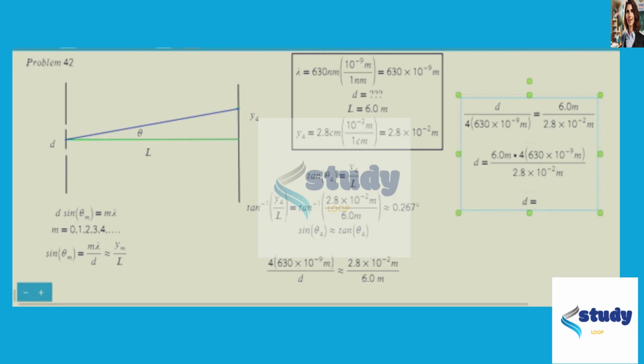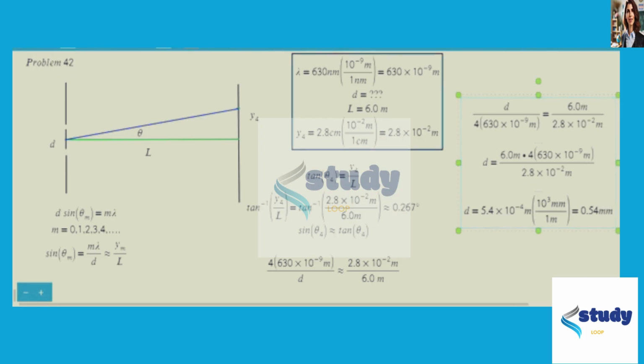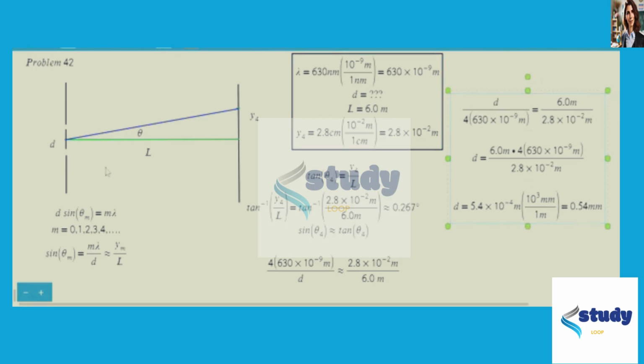So D comes out when this gets plugged in. Let's see what we get. We get 5.4 times 10 to the negative 4, and this is in meters. So let's convert this to millimeters. 10 to the 3 millimeters for every 1 meter. So then this comes out to be 0.54 millimeters. And that's going to be the separation distance between the slits here.